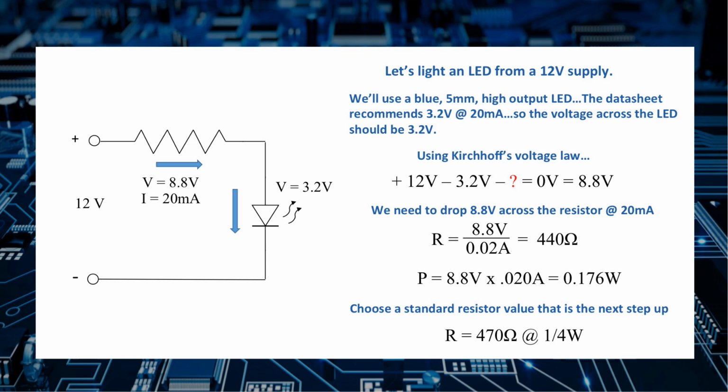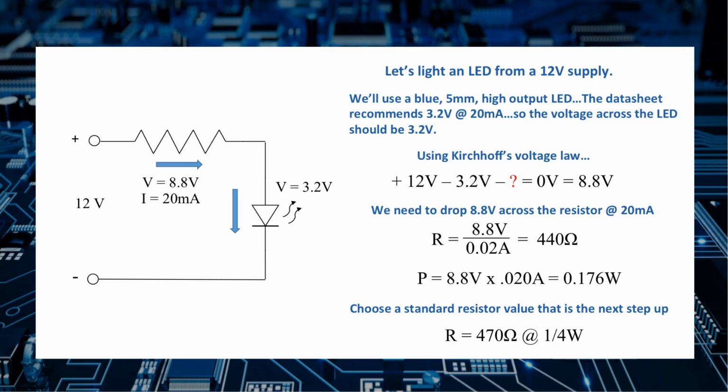Just to be safe, we'll check the circuit using the new resistor value. Let's take a look. So 12 volts with a 470 ohm resistor leaves us an 8.8 volt drop across the resistor at 470 ohms. So that's 18.7 milliamps. So just like we predicted, that's a little bit less than the 20 milliamps recommended.